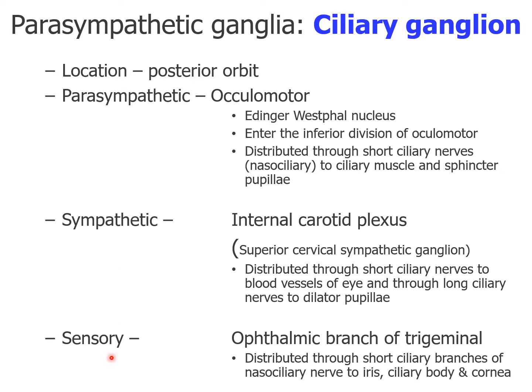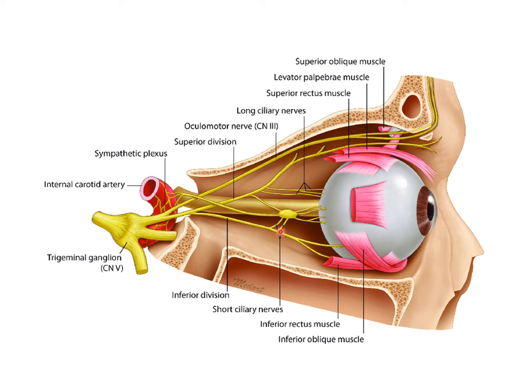And finally, we have the sensory route of the ciliary ganglion, which is through the ophthalmic branch of the trigeminal, more specifically through the short ciliary branches of the nasociliary, and these branches are distributed to the iris, ciliary body and the cornea.